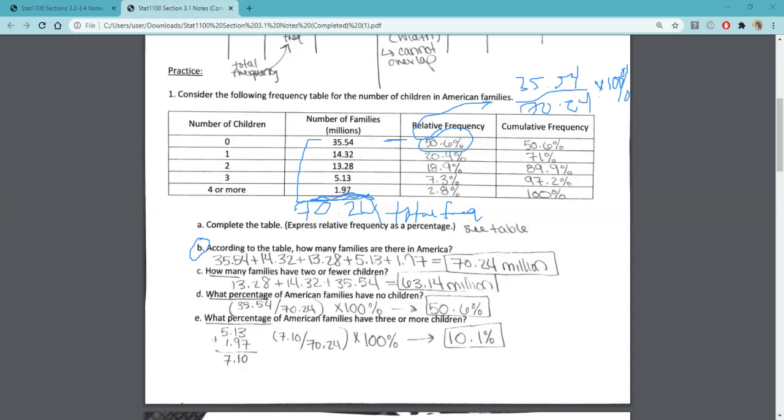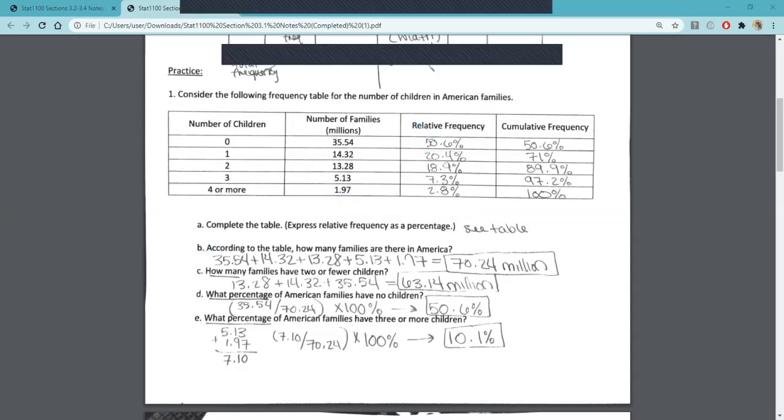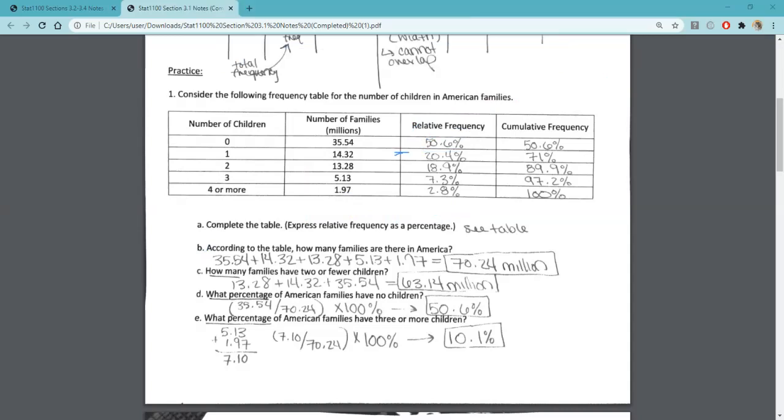Let me clear this. So for relative frequency, we're going to do that for each of these values. So to get this 20.4%, we're taking this 14.32, dividing it by that 70.24, and multiplying by 100.